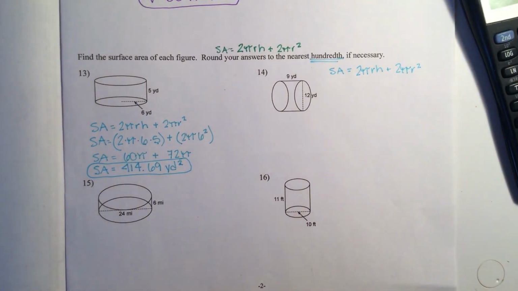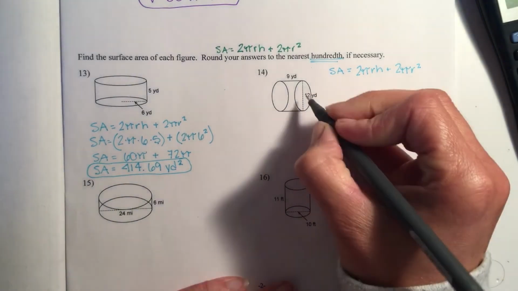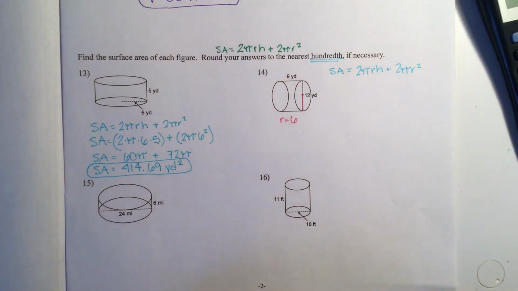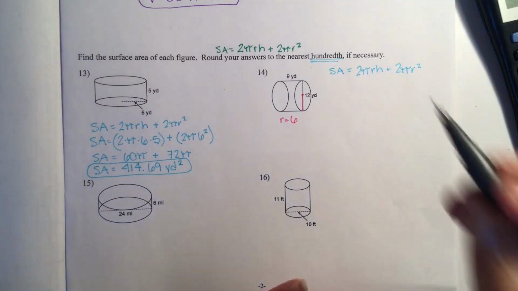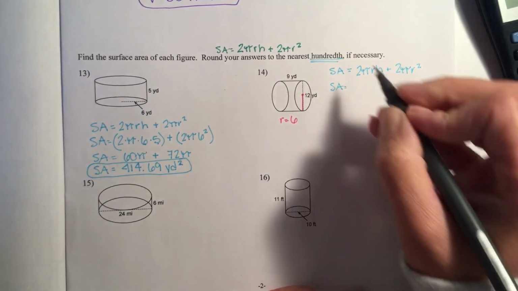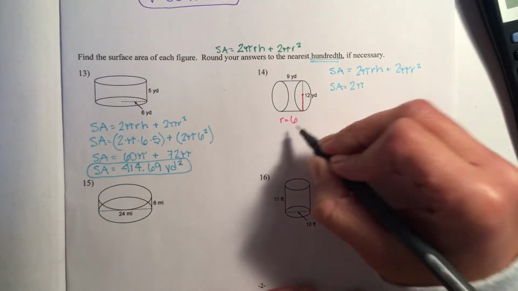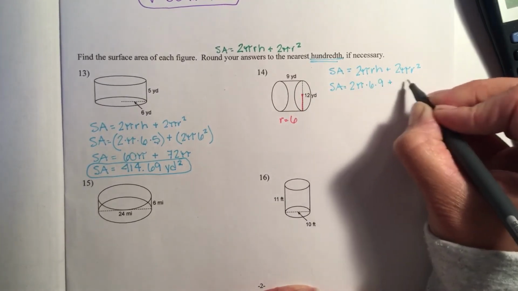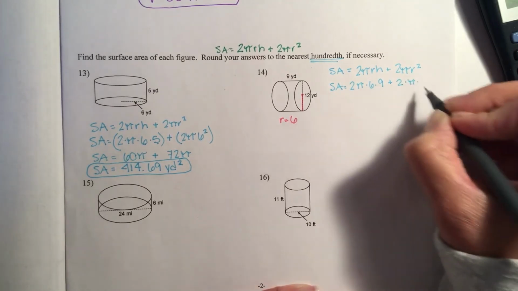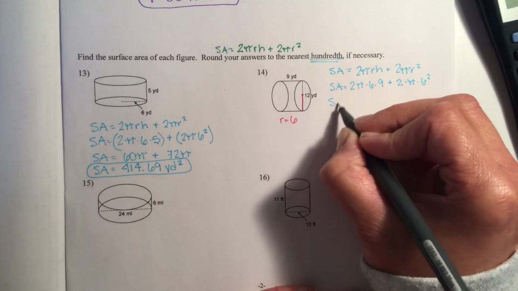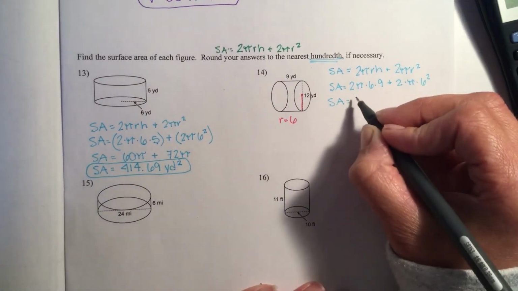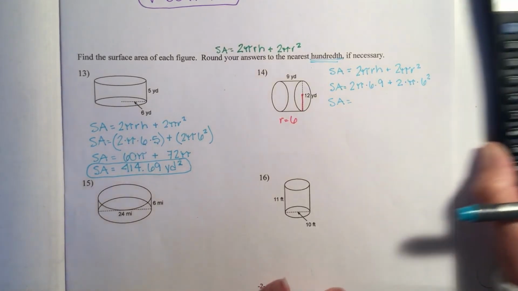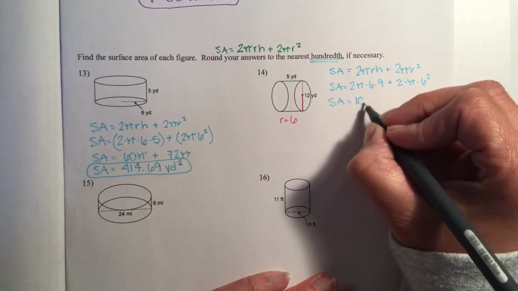That helps me. My radius is halfway across. So my radius is 6. And so I can plug that number in. 2 pi, my radius is 6. My height is 9 in this case, the distance between the bases. So I'm going to multiply these together. So 6 and 9 is 54. If I doubled 54, I get 108.